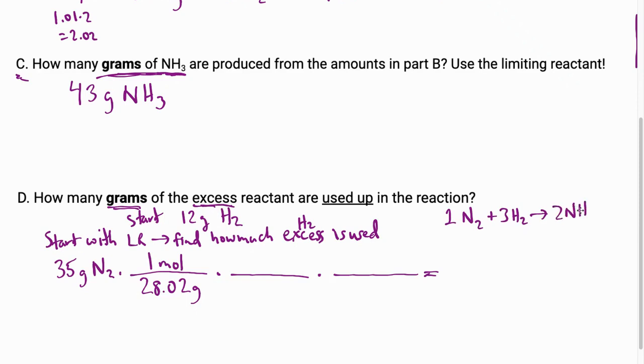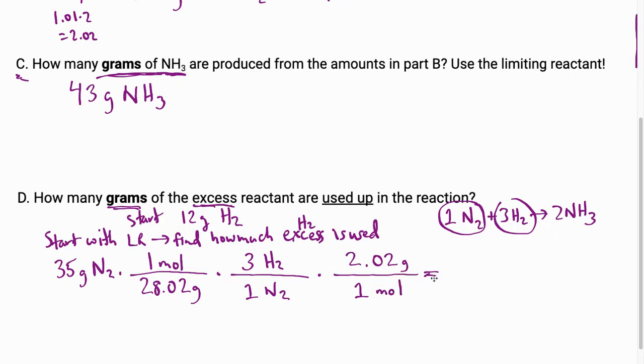yields 2 NH3. So I'm trying to find the H2 used by the N2, so I need my mole ratio of H2 to N2. That's going to be 3 H2 for every 1 N2. And then finally, I will change to grams of H2. My molar mass of H2 is 2.02 grams for 1 mole.